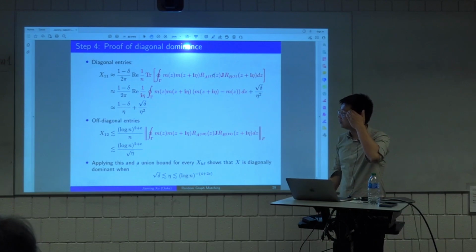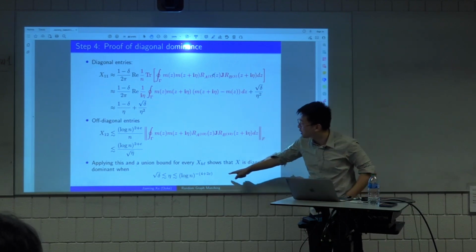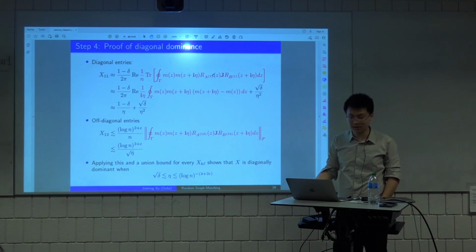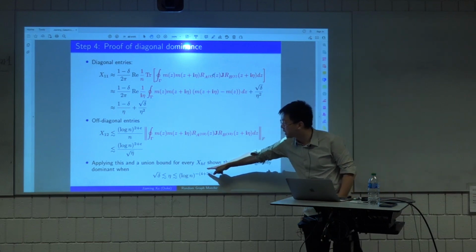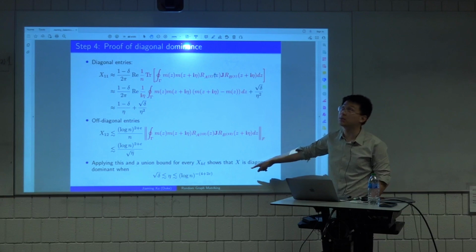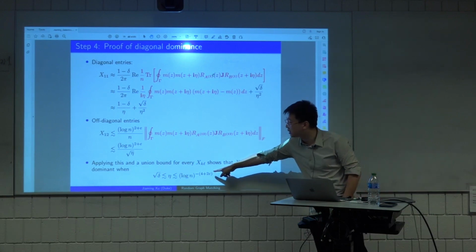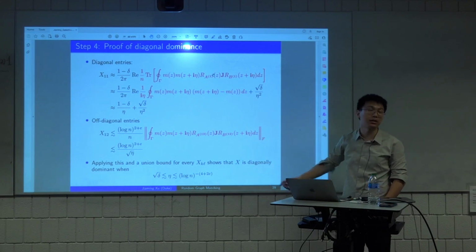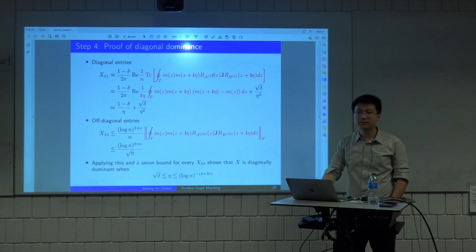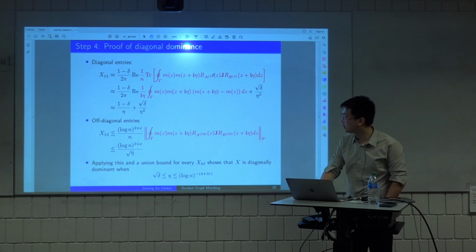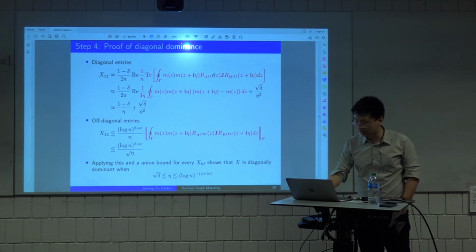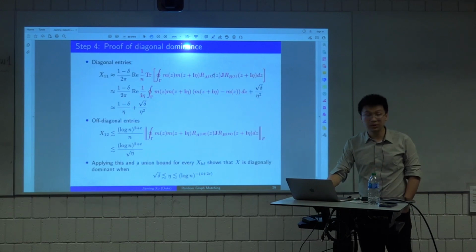So, remember delta is the fraction of errors that you can tolerate. So this will mean that delta cannot be too large. So delta should be smaller than something like log n to the power of -8. So that's where our condition comes from. Okay. So that's at least the high-level idea behind this diagonal dominance proof.